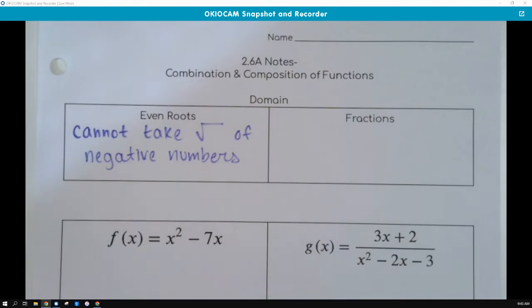Wait, so Miss Nash? Yes. So you cannot take the square root of negative numbers. Yes. Okay, just making sense.